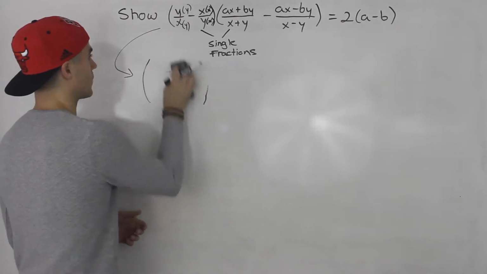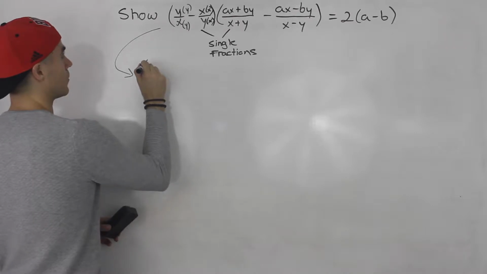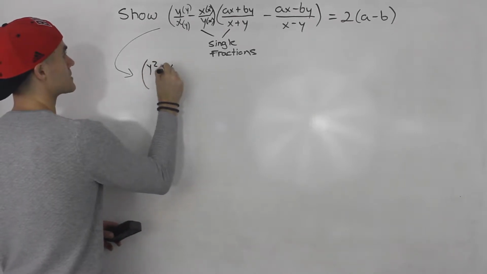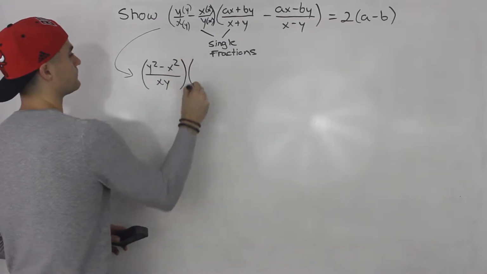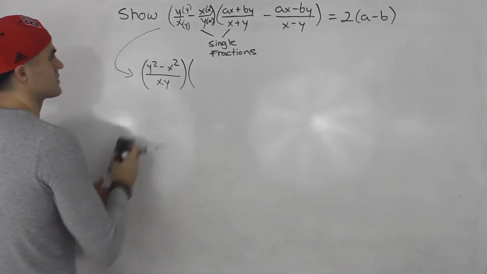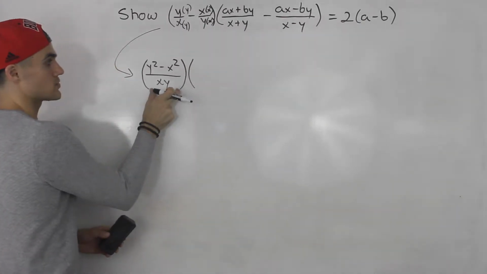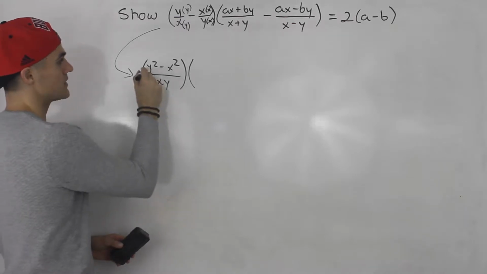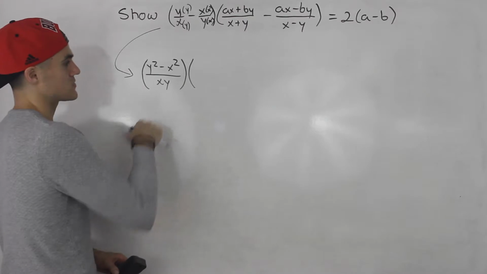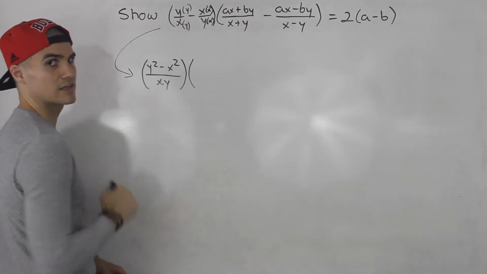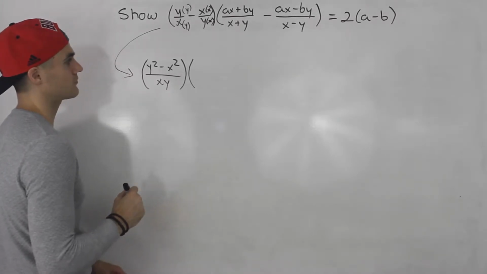You know what? I'm actually going to write this a little smaller just in case I need more room. So y squared minus x squared over xy. Okay, so that first bracket is done. Notice that we reached our goal. We made it into one single fraction. Now this y squared minus x squared, that's actually a difference of squares. This can factor into y minus x, y plus x. But let's just leave it like that for now. If we have to factor it after, then we'll do so.